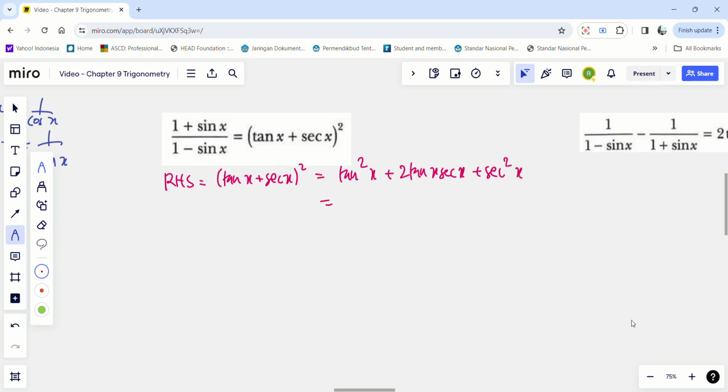And then see the goal. The goal is here, we need to have only one fraction, and there must be sine x. There is no cos, there's no tangent, there's no secant, it must be sine. So I'll try to do it this way.